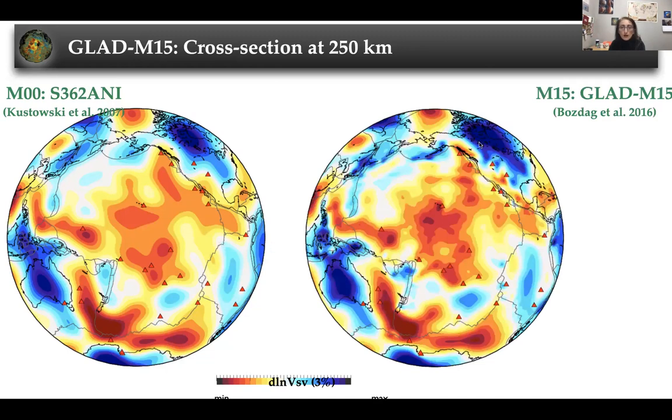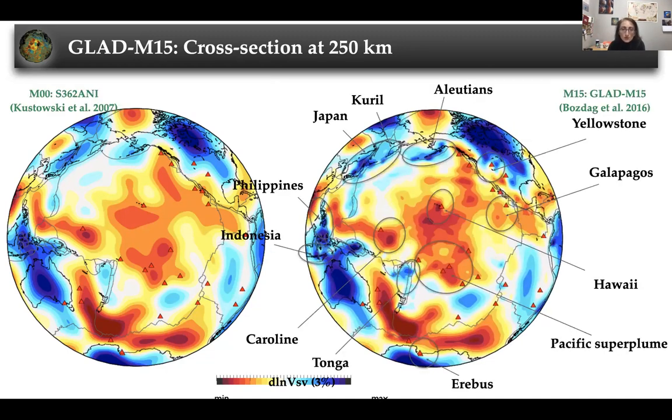This is what we got after 15 iterations. Just to guide you through, you see the enhancement of the plume features such as Hawaii or Caroline or the Pacific superplume. And here you see the Aleutians, subduction along Aleutians, or the Japan Kuril Islands. And you can even observe Yellowstone here or Galapagos, etc.